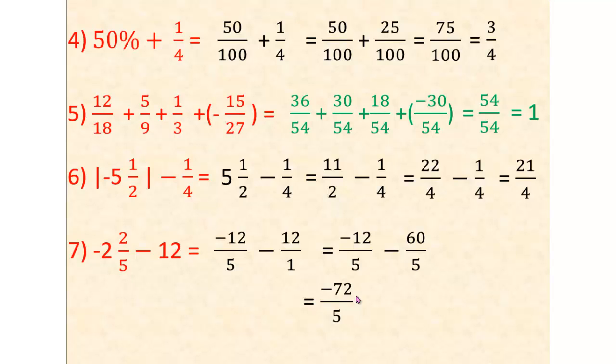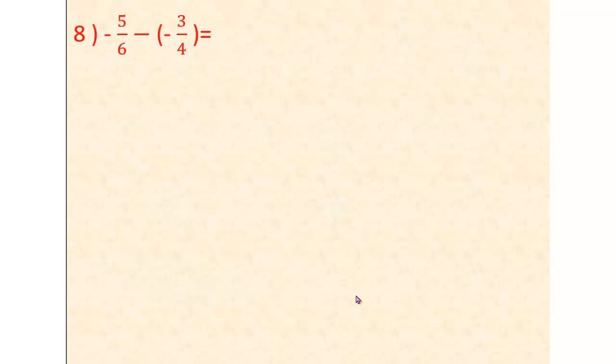I would like you please now to pause and write those questions in your classwork copybook and then come back to complete. Let's go now for number 8. Negative 5 over 6 minus negative 3 over 4. Again, I have here different denominators, 6 and 4. And I'm going to ask myself, can 4 be changed to 6? No, I cannot change 4 to be 6. So simply, I am going to find the lowest common multiple between both of them, and it's 24.